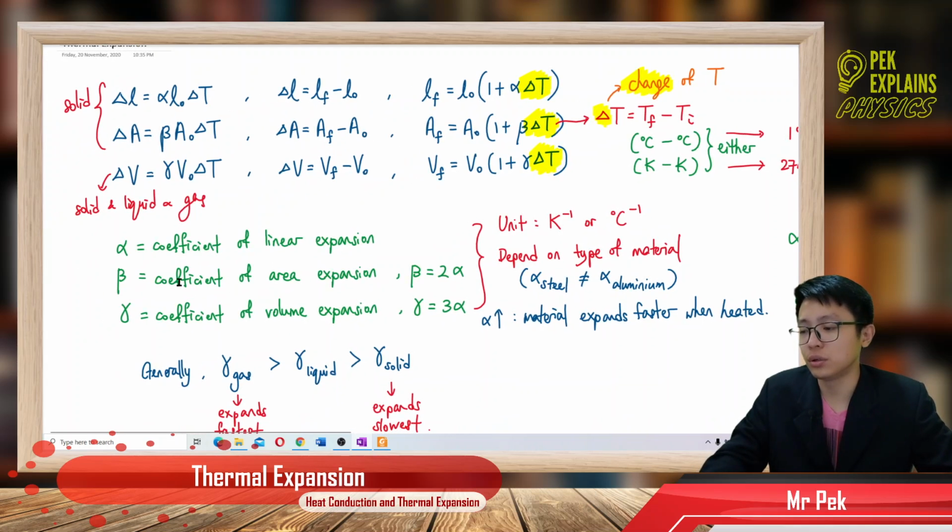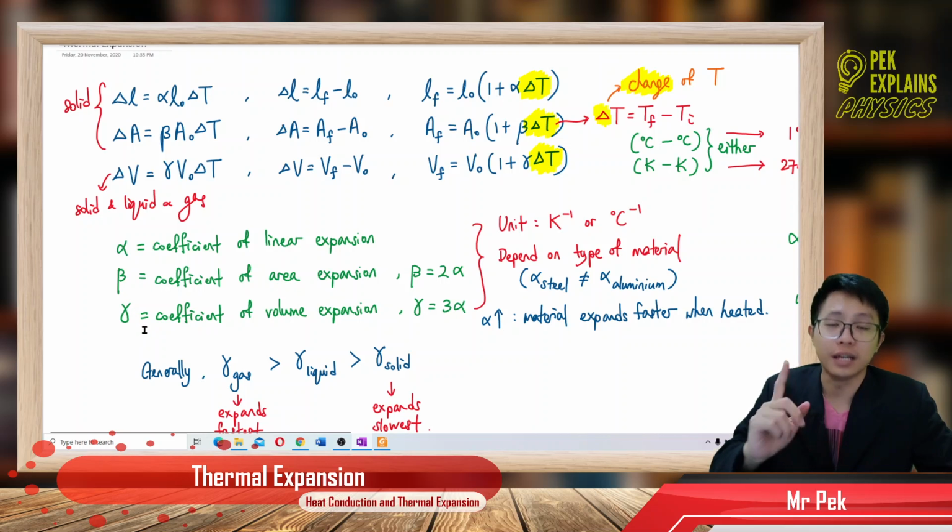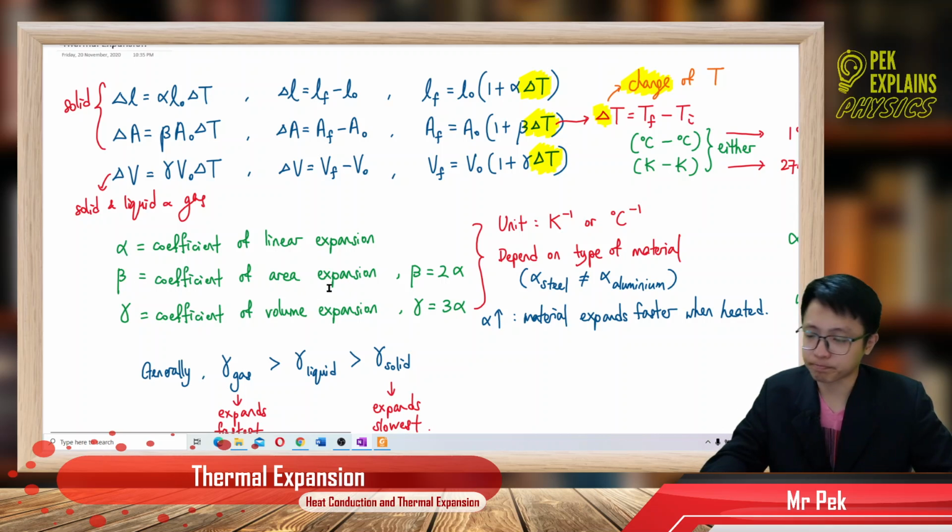Okay, so this alpha, beta, gamma, all these depend on the type of material. Different material will have different alpha or different beta or different gamma. Why do we have alpha, beta, gamma? Beta is the coefficient for area expansion. If we are talking about area, we use beta. If we're talking about volume, we use gamma.